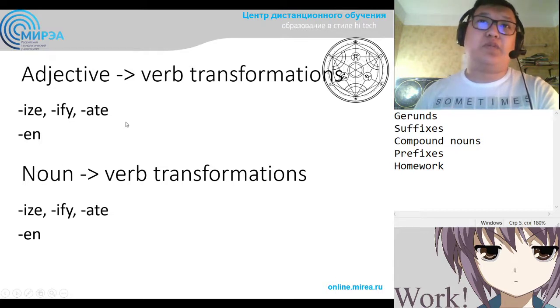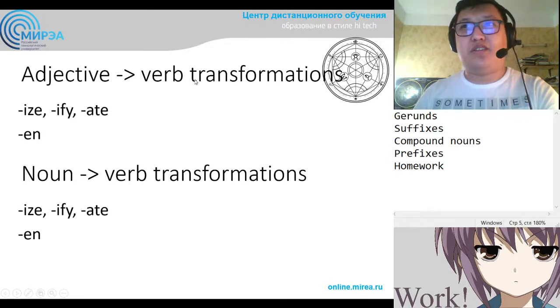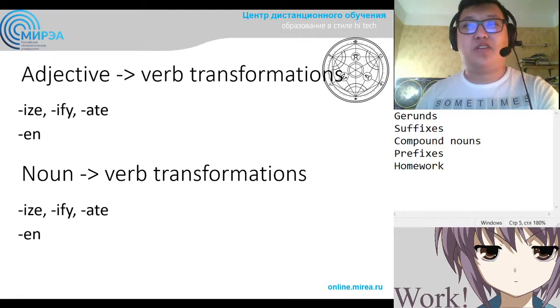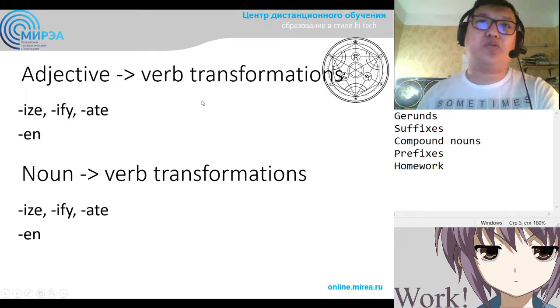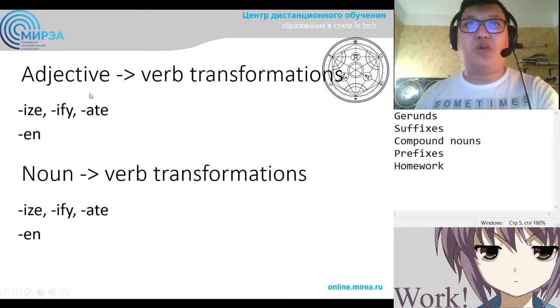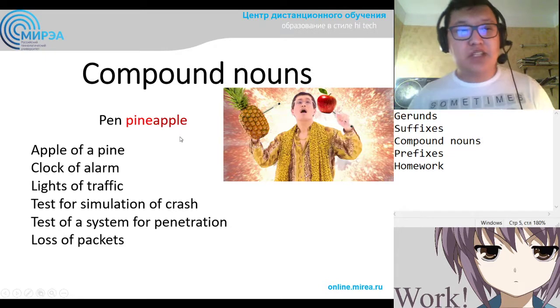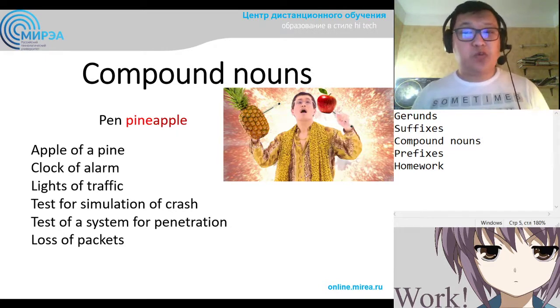So probably it should be useful for you, because as I said before, English is a verb language. So verbs are very important for this language. So you need to know how to build verbs, at least some ways. So now we turn to a different route of creating new words and new vocabulary.